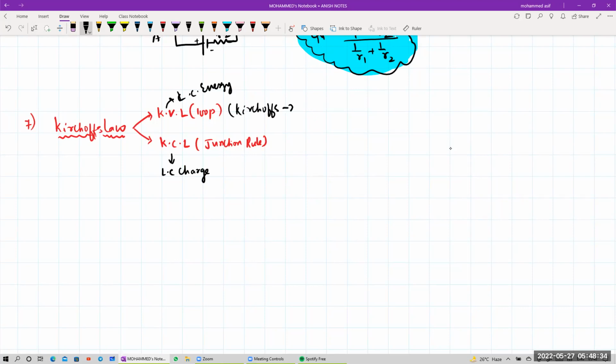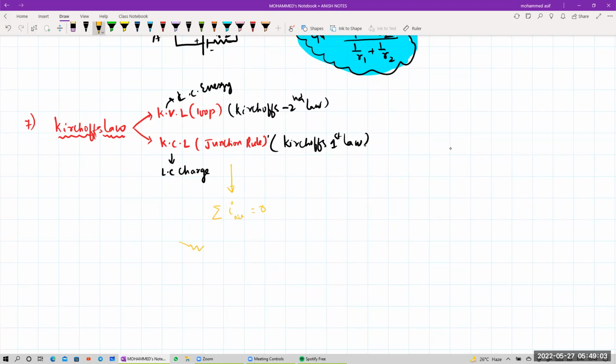Kirchhoff's second law. This one is Kirchhoff's first law. So if I'm talking about the first law, do you remember? Sum of all the currents in a given junction must be equal to 0. Sum of all the currents I net must be equal to 0.